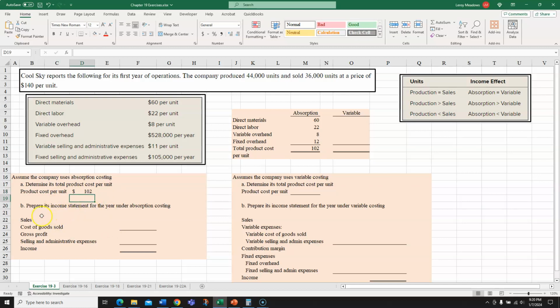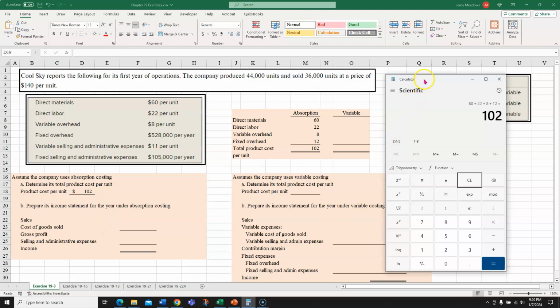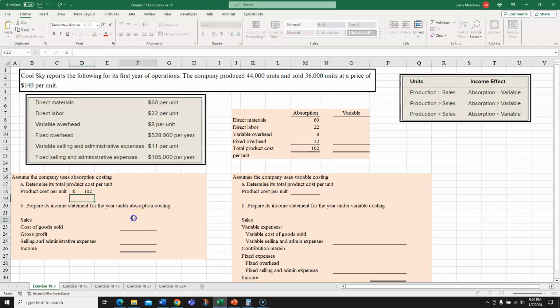So now we're asked to prepare the income statement for the year under absorption costing. So it's based on the number of units sold, so I'm going to complete everything based on the number of units sold. How much did I sell each unit for? $140. So I'm going to take $140 and multiply that by 36,000 units sold. And that'll give me total sales of $5,040,000. So I'm going to place that in here.